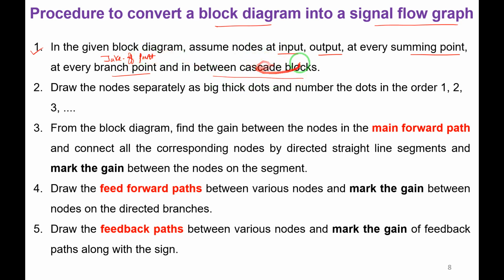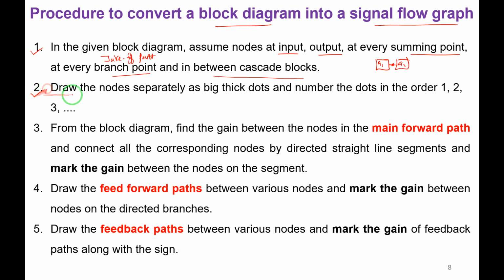So where do we have to select the nodes? We select nodes at the input and output. Wherever there is a summing point, take one node there. Wherever there is a takeoff point, take one node there. And whenever two blocks are in cascade, suppose this is G1 and this is G2, you have to take a node in between also, since these two blocks are in series or cascade. This is the meaning. Then we came to know how to select the nodes.